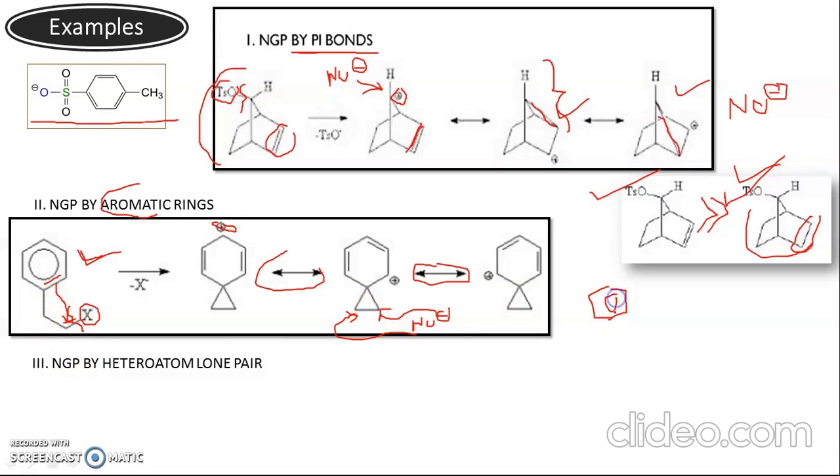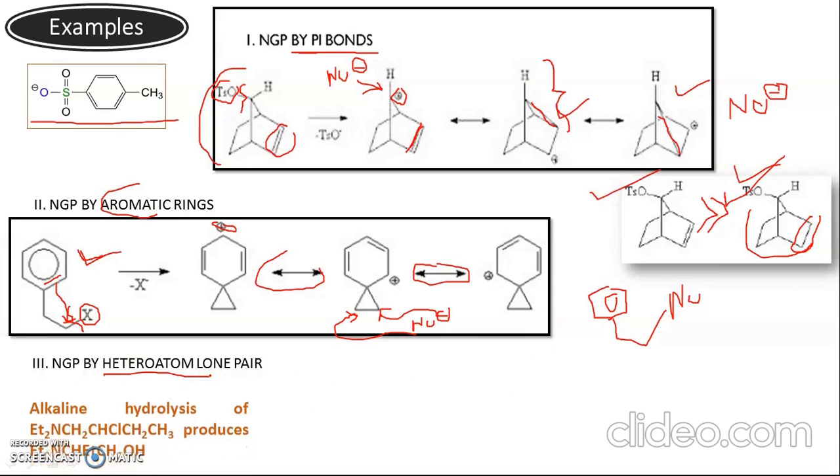If I draw it, but here neighboring group participation is present, and that is done by the aromatic ring. In the next, we will see NGP by heteroatom lone pair. It may be sulfur, it may be oxygen, it may be nitrogen also. All are heteroatoms.